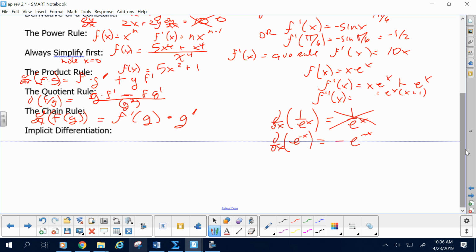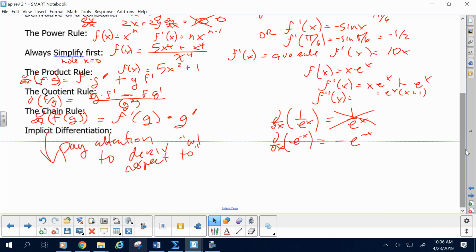Implicit differentiation, be able to use first or second derivative. But most importantly, pay attention to words like derivative with respect to. Is it with respect to x? Is it with respect to time? It matters if you're differentiating with respect to x or time, especially in related rates. All right?